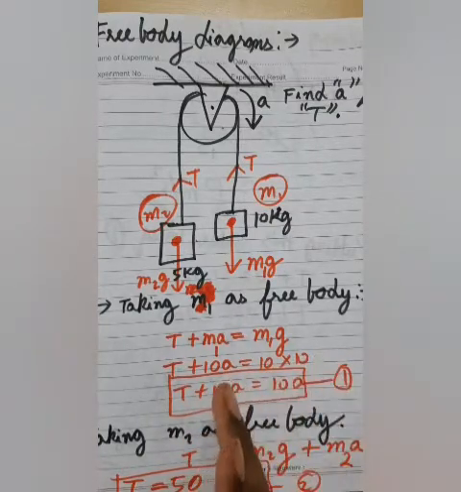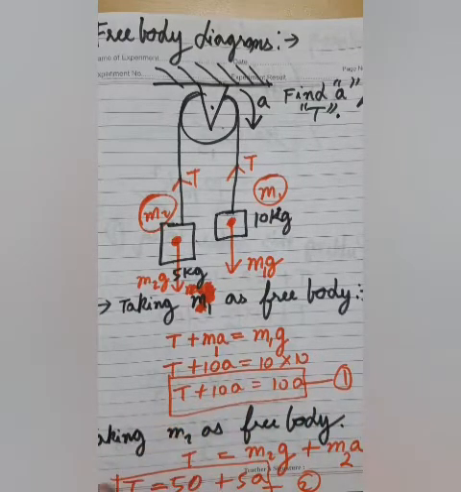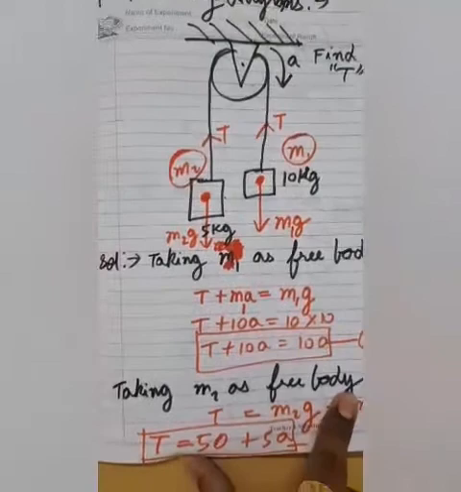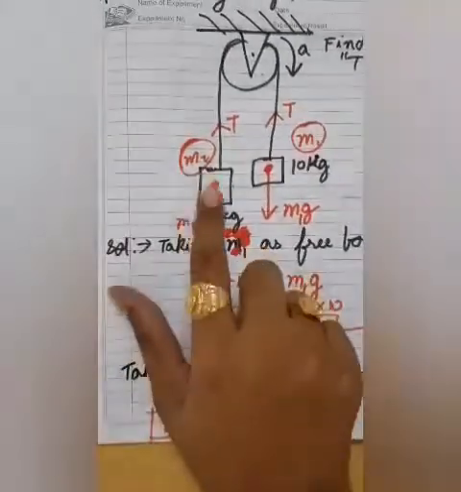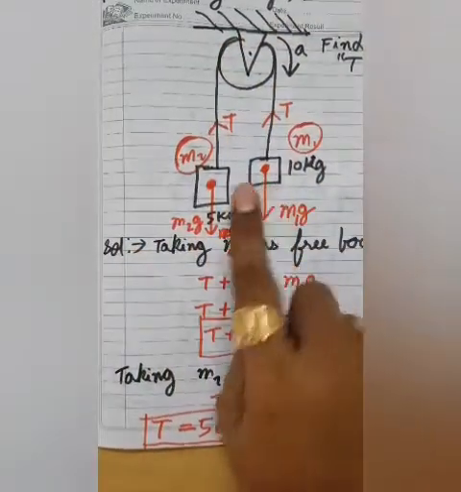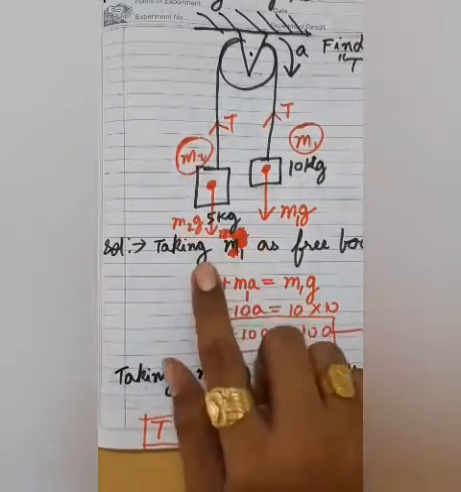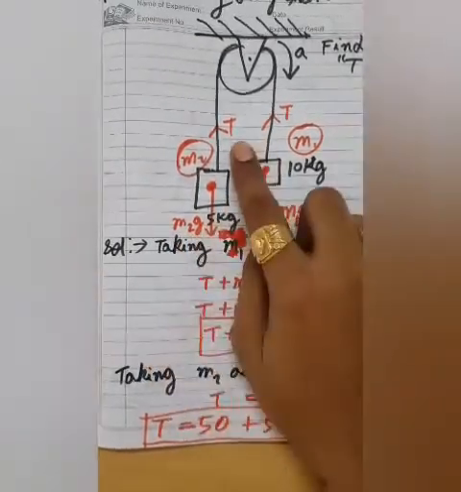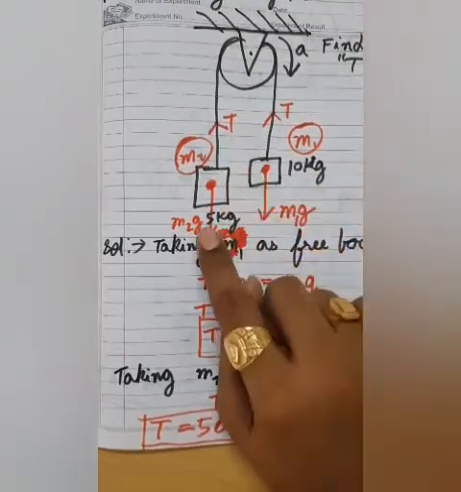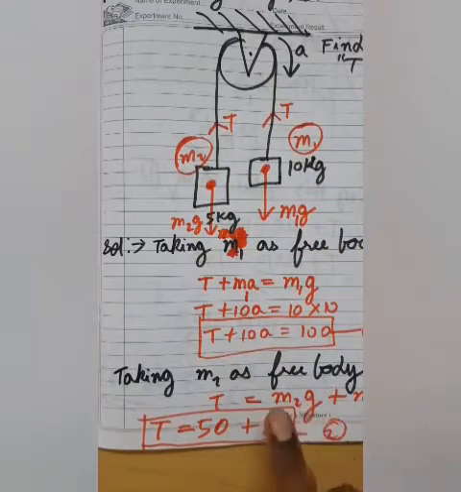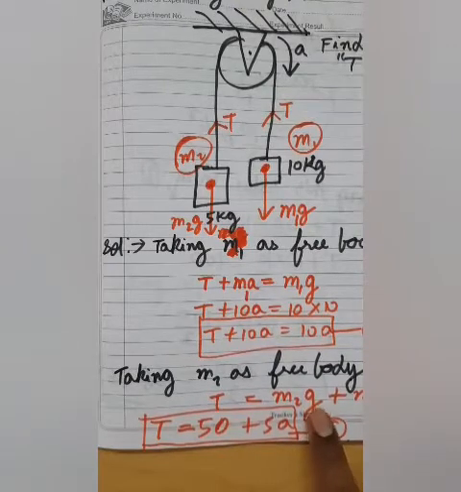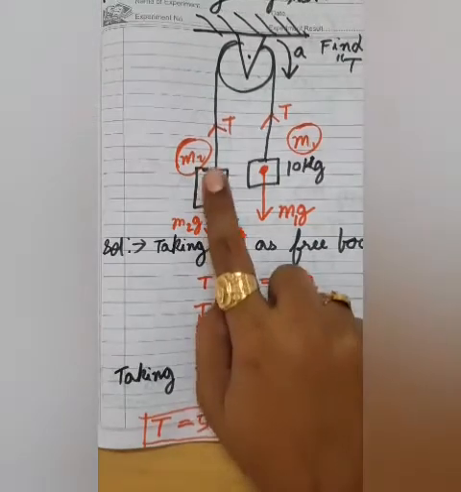Now we'll take the second part of the body. So I am writing here: taking m2 as free body. I have taken only the second part of the body. Now I have freed this portion, and I will not look at the rest. This is the free part of the body now. So m2g is supposed to be equal to tension, but here tension is stronger. That's the reason it is able to pull it upwards. So to the one that is weaker, I will give force and make up its deficiency. So m2g is not sufficient to pull this weight downwards.